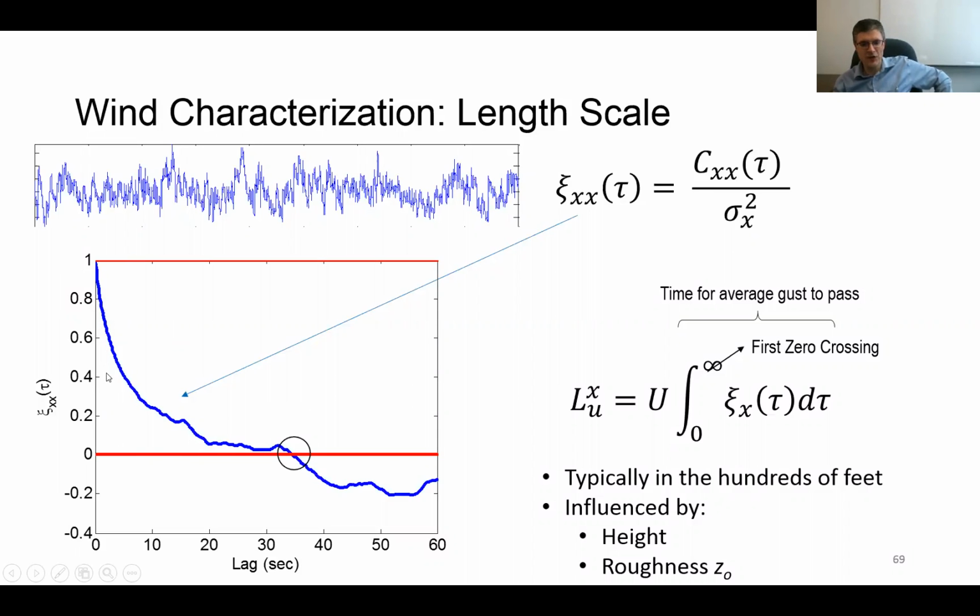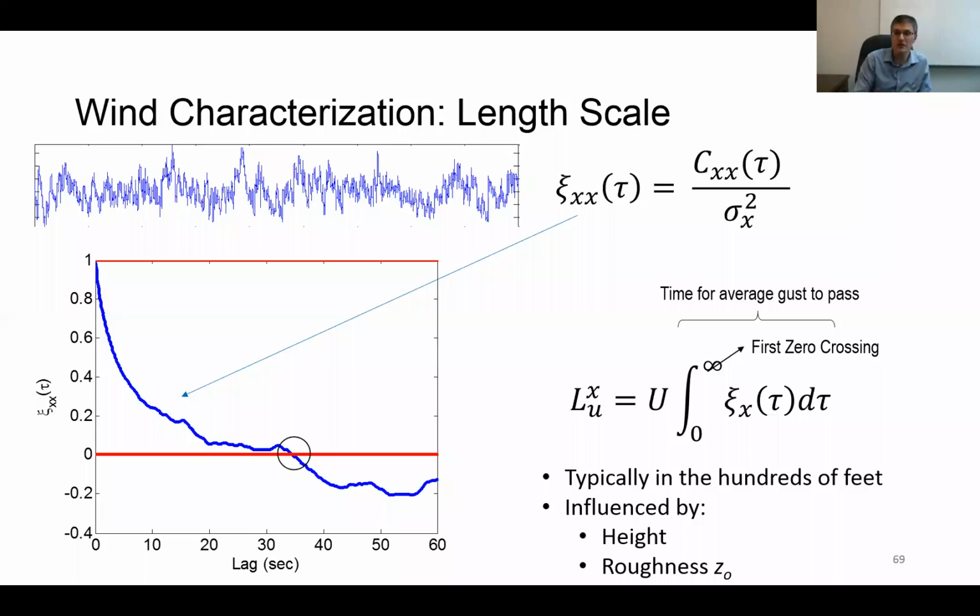So finally, if we take the integral under this blue curve down to where it passes through 0, the units of that integration will wind up being time. Looking over here, just the integration under that blue curve from 0 out to where there's a first zero crossing is what's called the time scale. This is the time it takes for an average gust to pass the location where I'm taking the measurement. Well, if you've got the average time that it takes, and you've got the mean wind speed, you just multiply them together, and that's the average length of the gusts that are flowing past the anemometer that took that measurement. Typically, near ground level, these length scales are on the order of hundreds of feet.